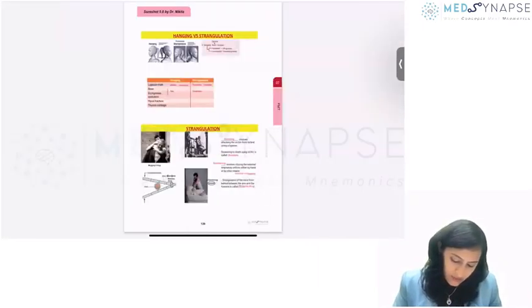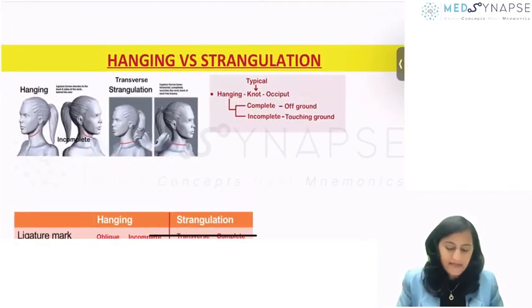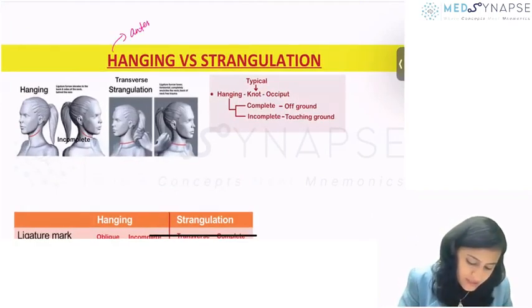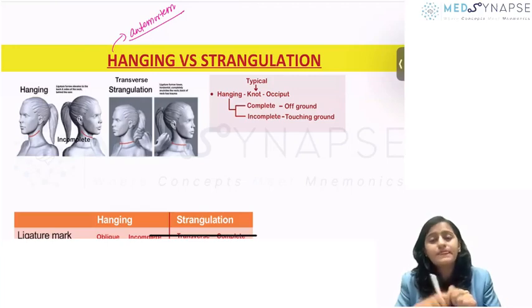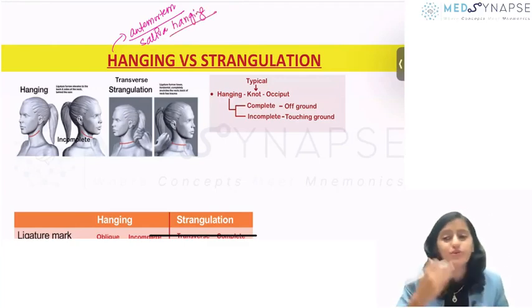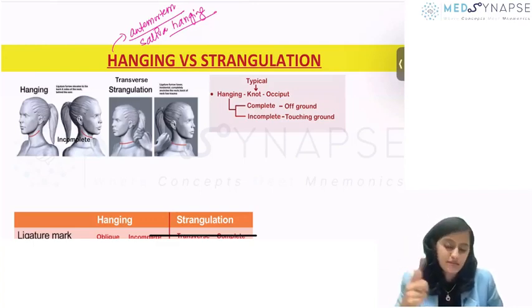So this is done. Going to the next part, hanging versus strangulation. Remember it as hanging. A very, very important point for ante-mortem hanging: how do we know that the hanging is ante-mortem? By the saliva dribbling. Saliva dribbling is ante-mortem. So remember, saliva dribbling is ante-mortem. Facies sympathetic, carotid tear, Simon's sign, all of that is ante-mortem hanging.